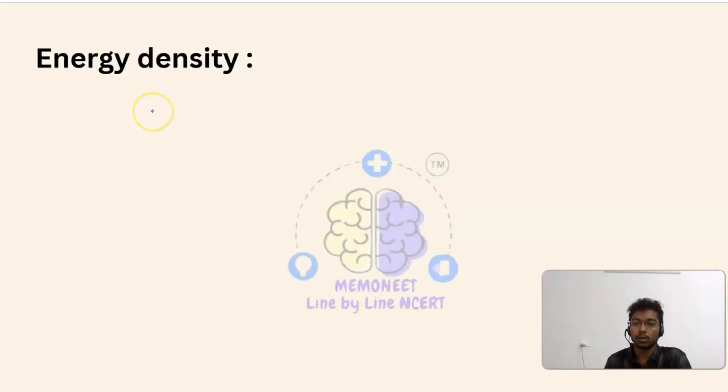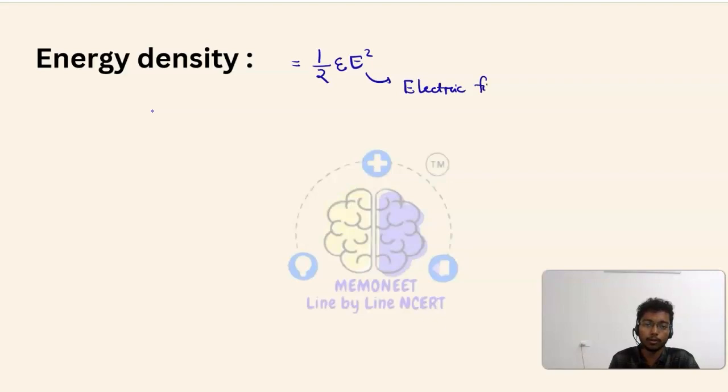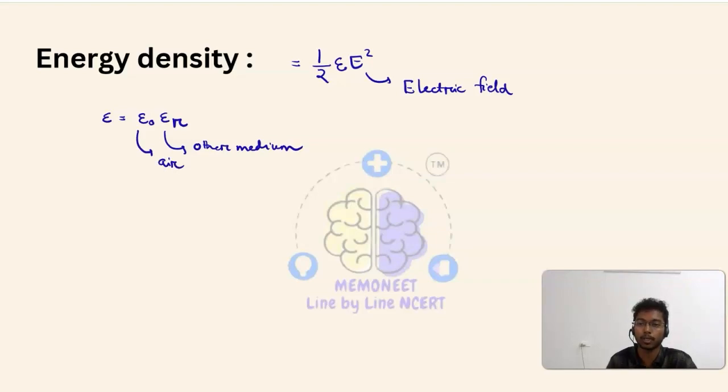Energy density: we have the energy density formula, which is equal to half epsilon E². E is the electric field here, and epsilon is the permittivity. So epsilon we can write for a different medium as epsilon naught into epsilon r. Epsilon r is the relative permittivity in the other medium. Epsilon naught is the permittivity in air or free space.